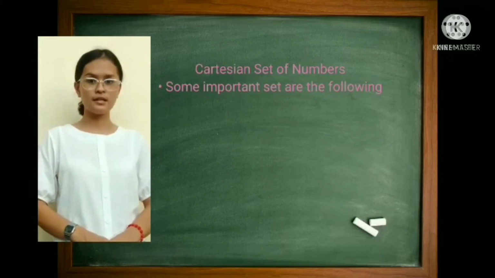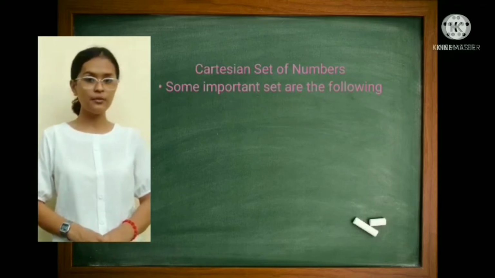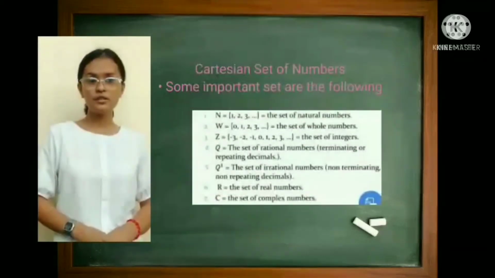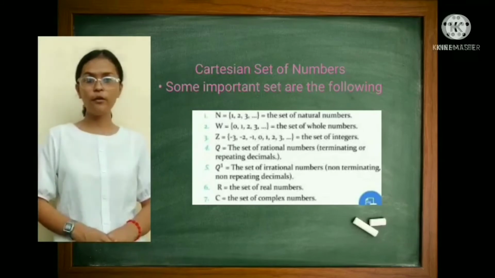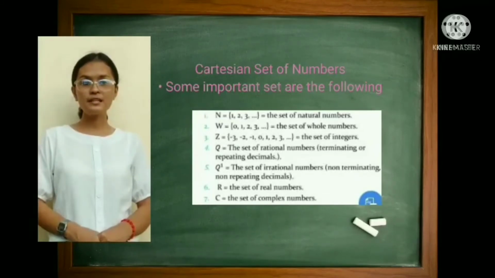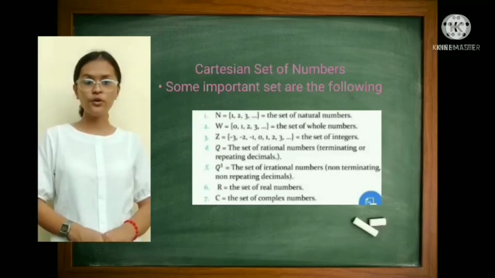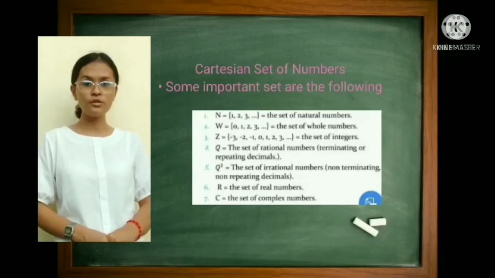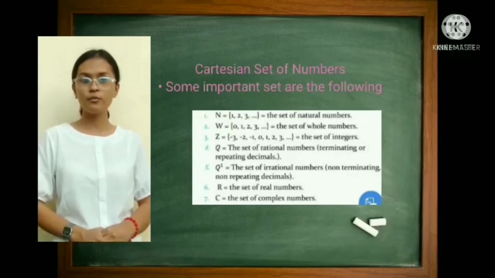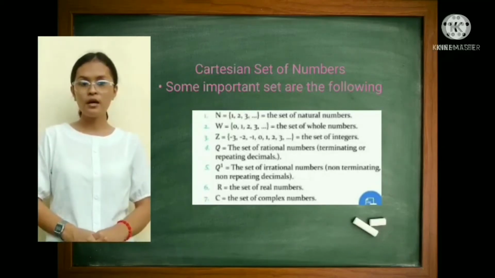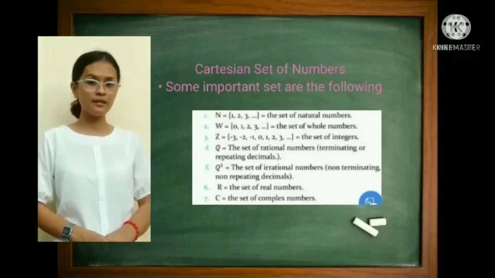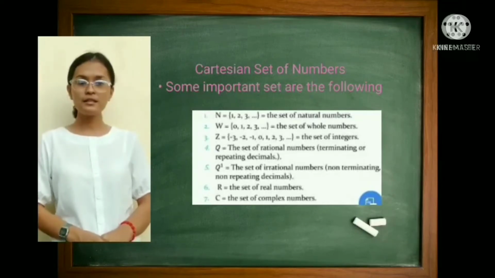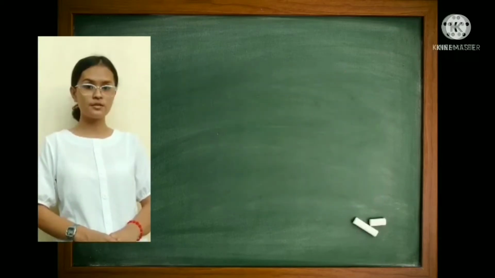Some important sets are the following. N represents the set of natural numbers. W represents the set of whole numbers. Z represents the set of integers. Q represents the set of rational numbers, or terminating or repeating decimals. Q prime represents the set of irrational numbers, or non-terminating, non-repeating decimals. R represents the set of real numbers. And C represents the set of complex numbers.